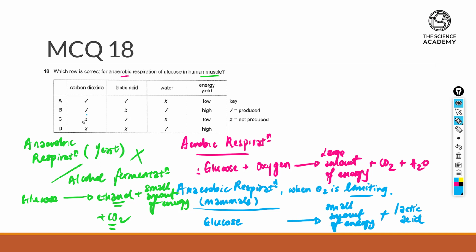So C and D are still fine. Lactic acid production is definitely yes. Water, no. And energy, low. So the correct answer for this question here is C.